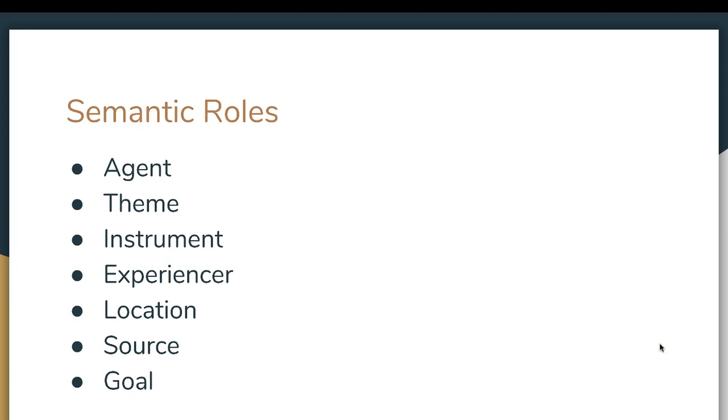And then when we're thinking about meaning, many times we think about words as containers of meaning.